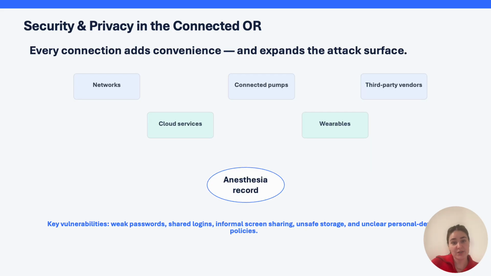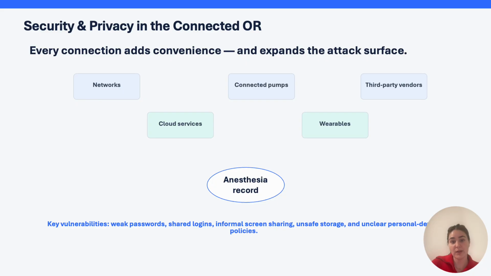Security and privacy concerns increase as more devices become connected to hospital networks. Anesthesia records contain highly sensitive information, including diagnosis, medication histories, airway assessment, physiological data, surgical information, and responses to treatment. This information may move through hospital networks, cloud services, connected pumps, wearable monitors, mobile devices, and third-party vendor platforms. Every additional connection may improve convenience, but it also creates another possible point of unauthorized access.